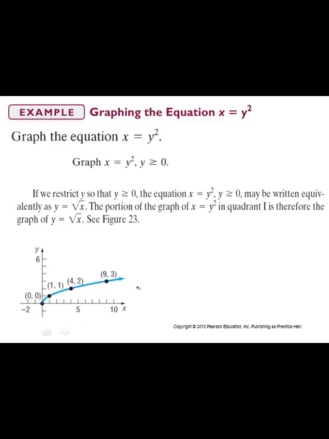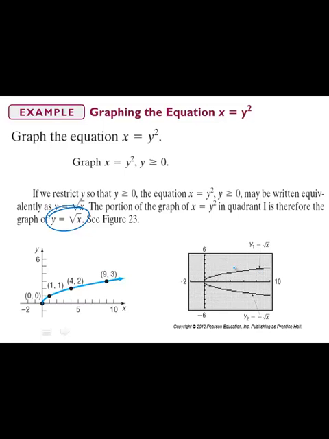So we plot those points. So we've got the graph y equals square root of x. And then take the negative of that, because we know that the graph is going to be symmetric with respect to the x-axis, so we have the reflection about the x-axis. Okay?